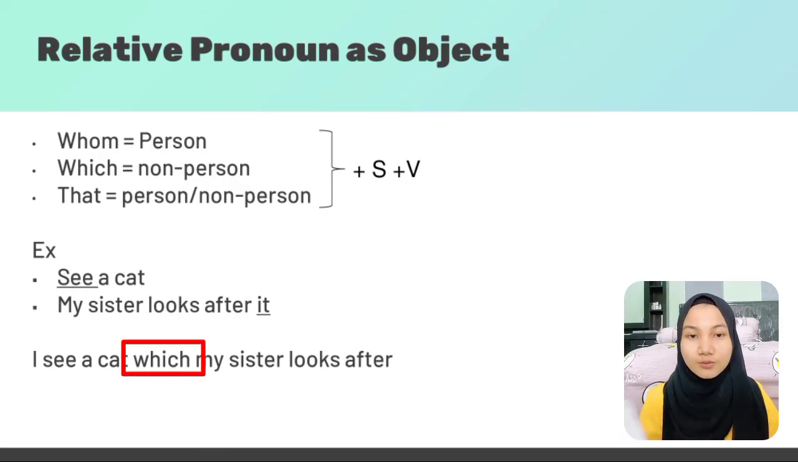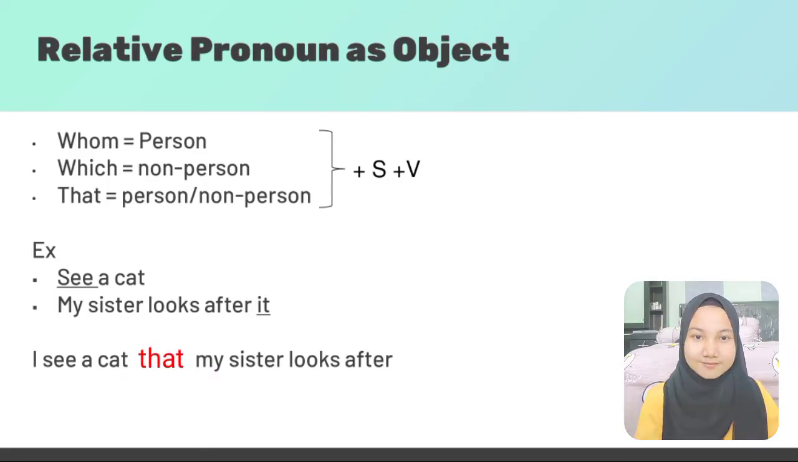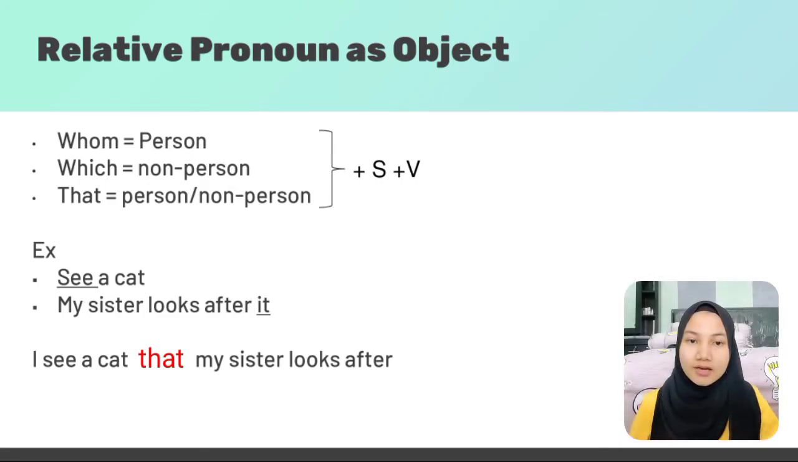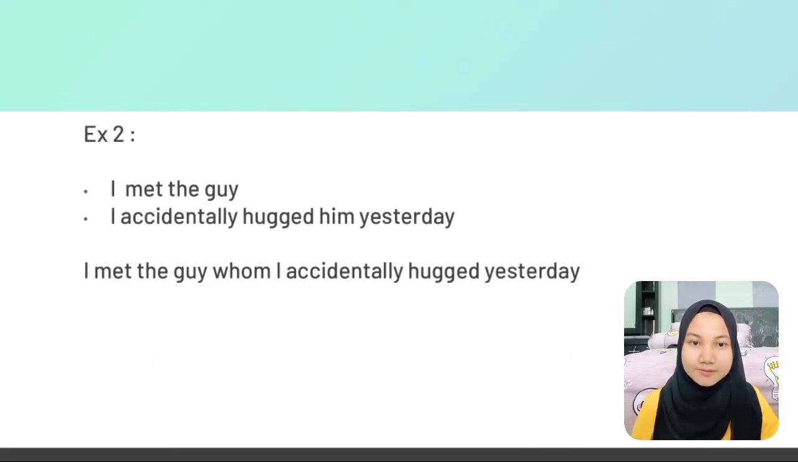The conjunction which can be replaced by that. So the sentence becomes like this: "I see a cat that my sister looks after." And for the second example, "I met the guy whom I accidentally hugged yesterday," whom can be replaced by that too. So the sentence becomes "I met the guy that I accidentally hugged yesterday."